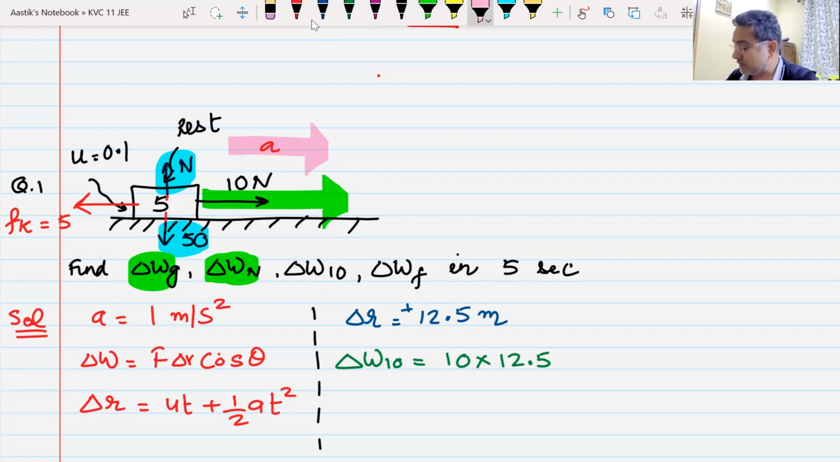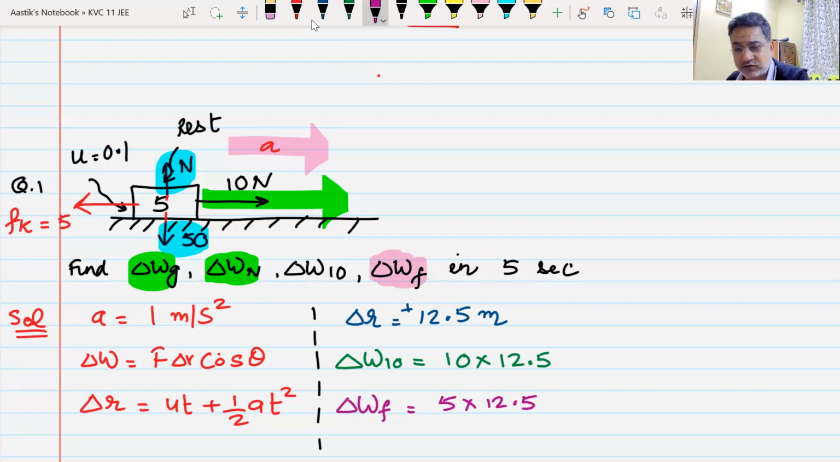Now comes the last one, work done by friction. Again, I have to apply the same formula. There is no different formula for friction. I have to find out the friction force. I've already found out the friction force is 5 Newton, multiplied by what is the displacement? I still know the displacement is 12.5.